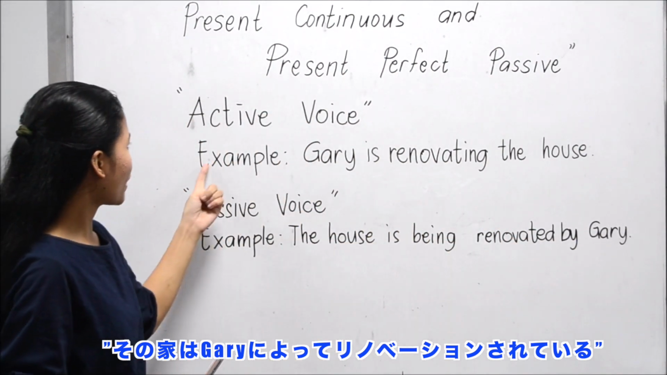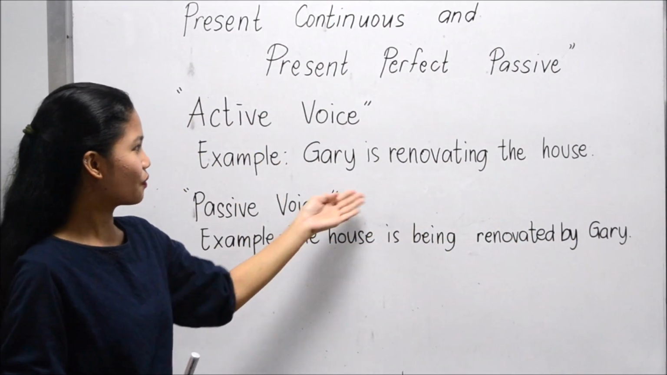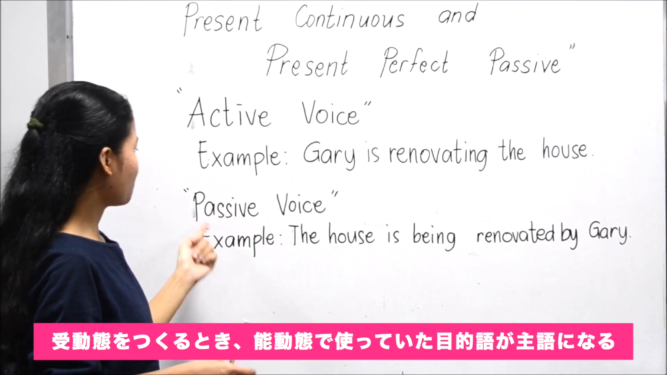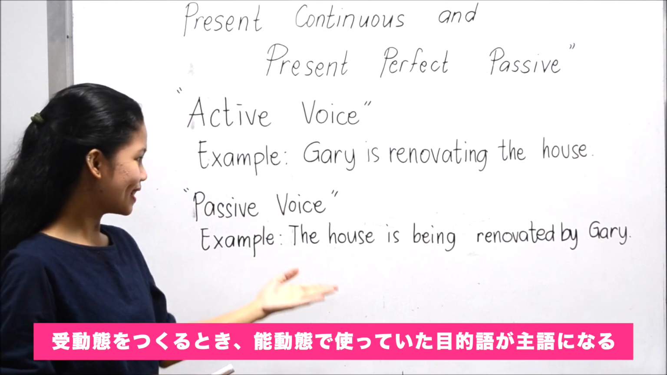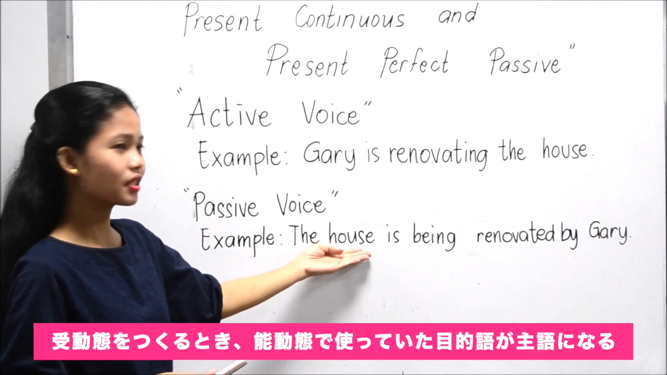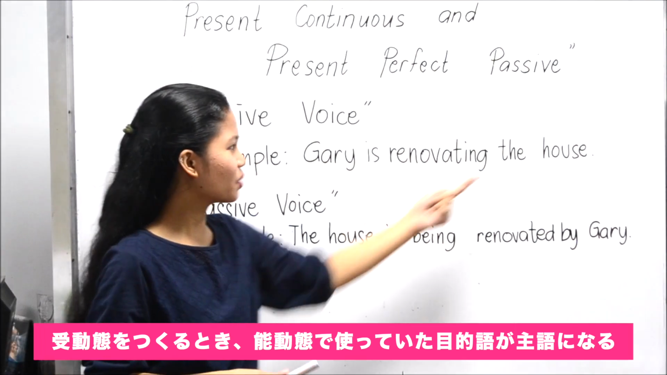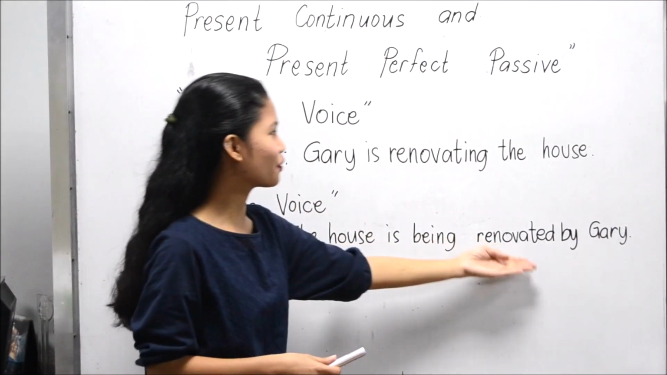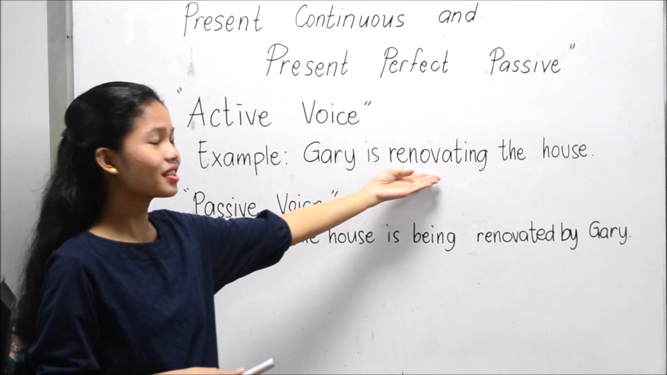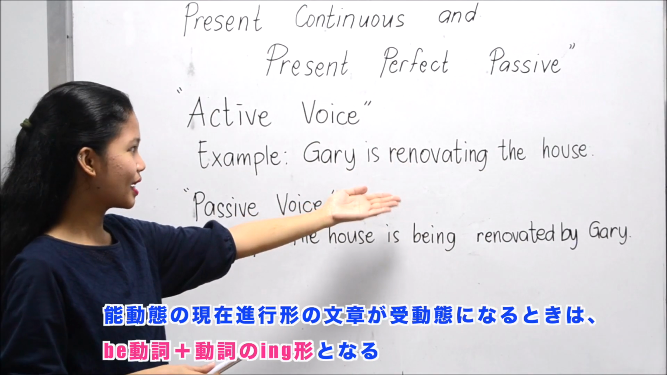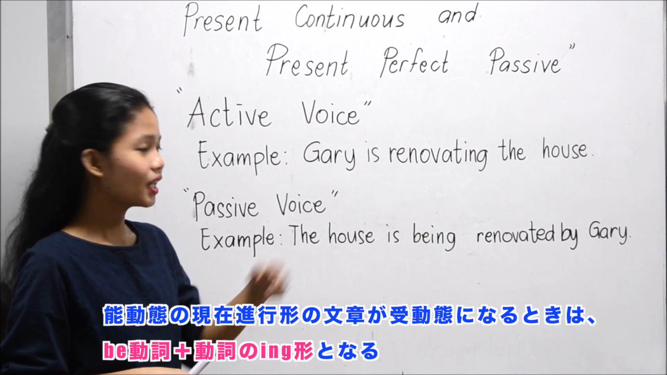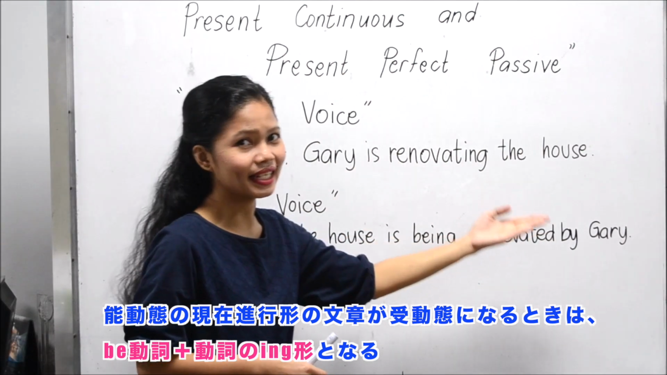So let's compare the active and passive. Here, this is the object. When we make it into a passive sentence, the object here becomes the subject: the house, plus is being renovated. So this is a present continuous active sentence. If it is put into passive voice, it will become is being renovated.